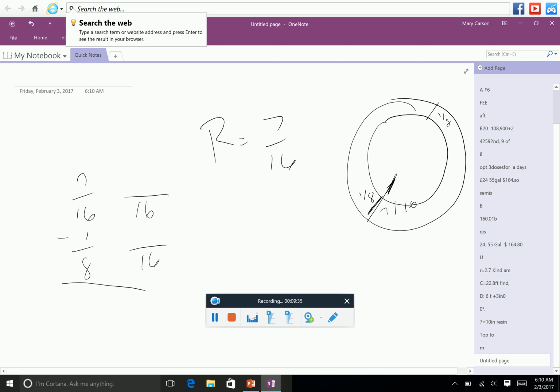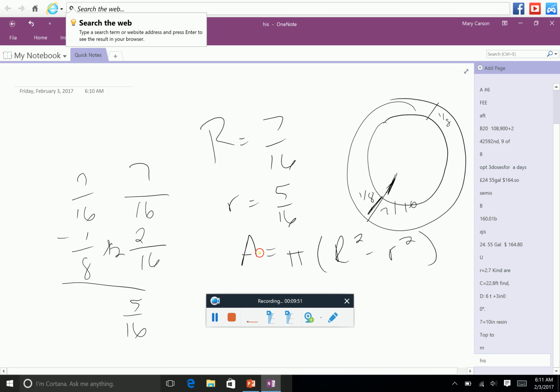And our common denominator would be 16, right? So we have to multiply it by 2. So that stays the same, so you end up with 5/16. So your little radius is 5/16. So we're going to do this formula. So we'll do 7/16 squared minus 5/16 squared times pi. And you should end up with about 0.295 inches squared.